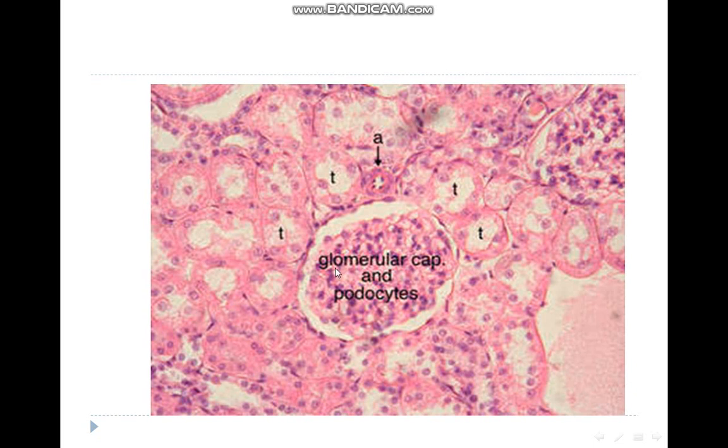So we have the glomerular capsule, a capillary, and the podocyte, which is the visceral layer, which cannot be differentiated. These are proximal convoluted tubules, and this is a capillary. You can see this is found within the cortex. We have different vascular structures within the cortex. You can see the intralobular arteries, which give rise to the afferent arterioles.